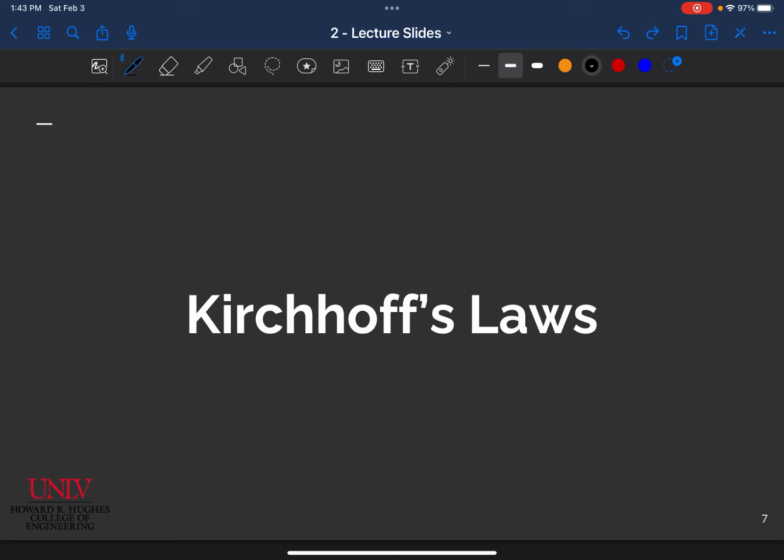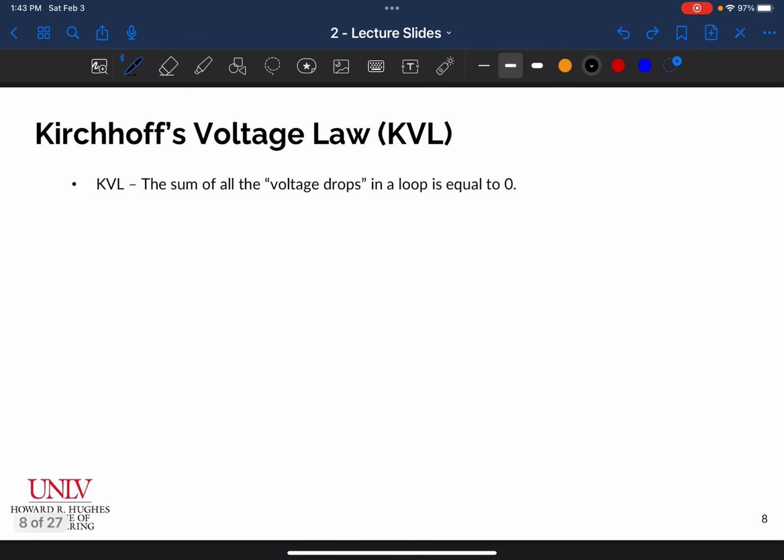I'm going to start with Kirchhoff's voltage law because that is the first one that we're going to analyze, and I'll probably make the second Kirchhoff law in a separate video. But basically, what Kirchhoff's voltage law says, let me go ahead and grab my highlighter, is that the sum of all the voltage drops in a loop is equal to 0. Okay, in a loop. So what does that mean?